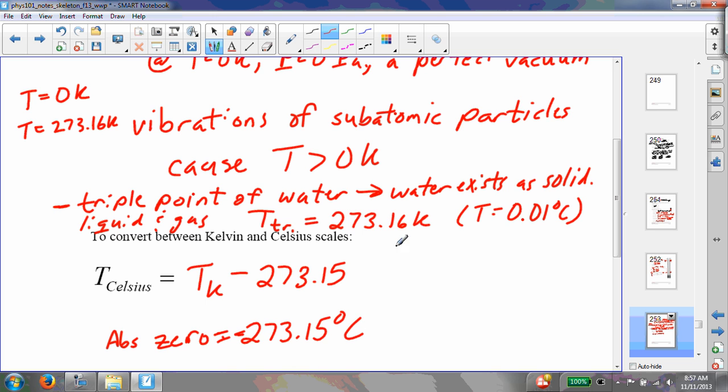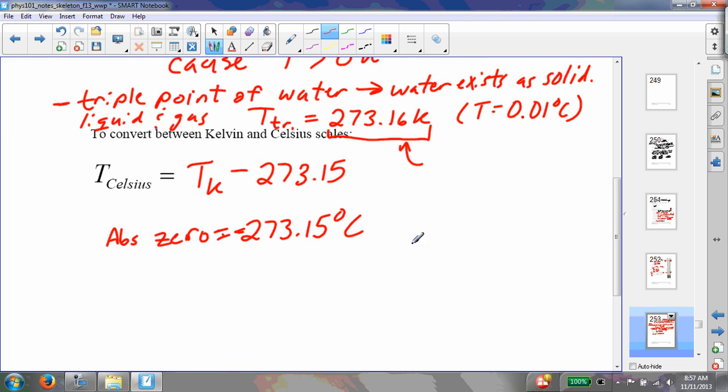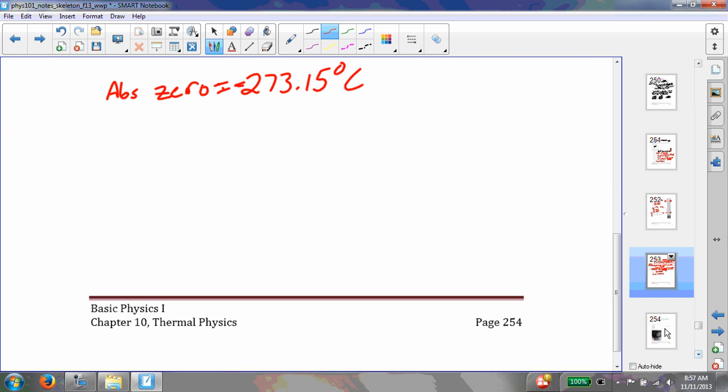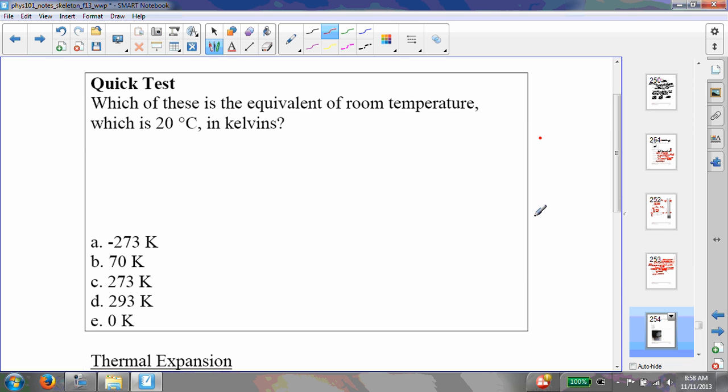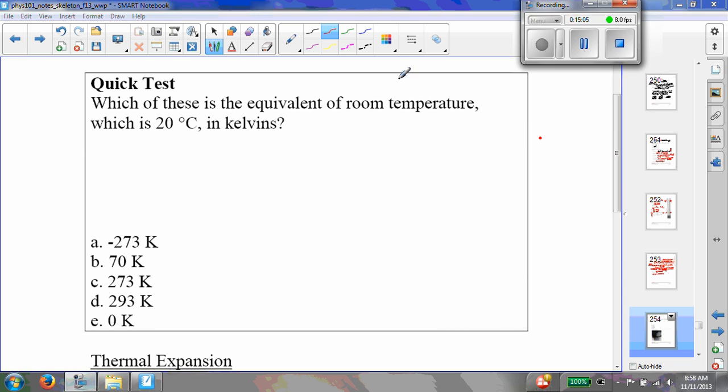One thing: when we write Kelvin temperatures, they're not measured in degrees in the same way, so we don't use the degree sign. We just list the units. All right, there is a quick test here, I believe, which you can find. Just converting 20 degrees Celsius to kelvins. You can pick that up on your own.